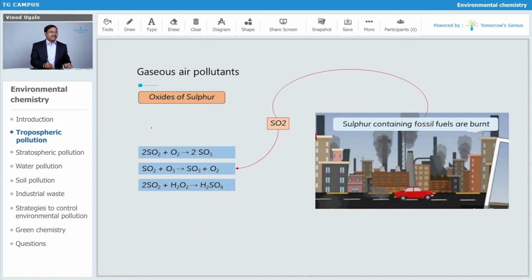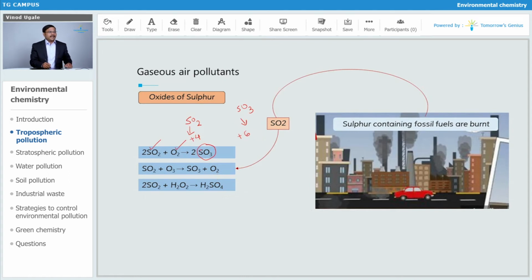We can see here sulphur dioxide is going to react with oxygen. Oxygen is available all over the atmosphere, and that oxygen is going to react with this sulphur dioxide. It will get converted into SO3, that is sulphur trioxide. In SO2 the oxidation state of sulphur is +4. When it is converted into SO3, its oxidation state is +6.